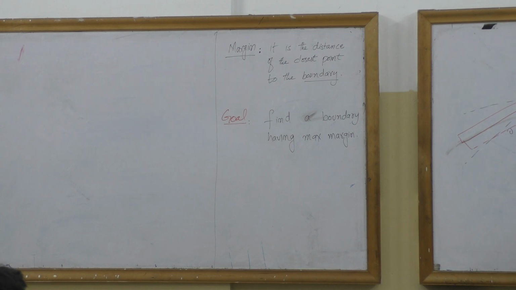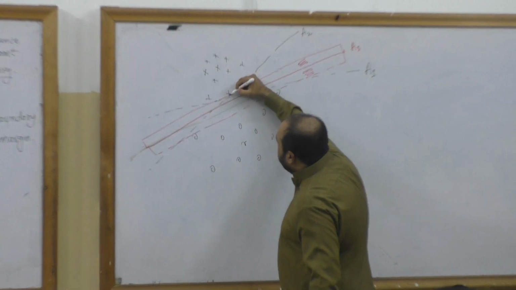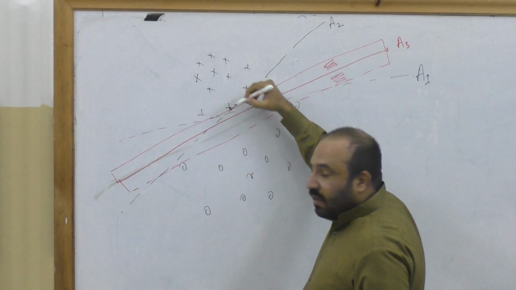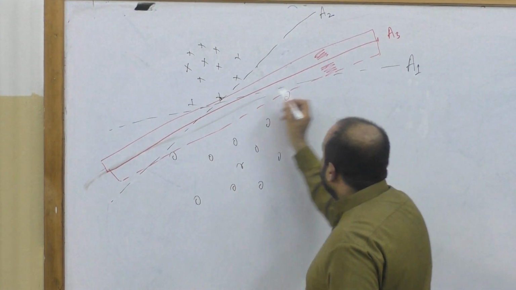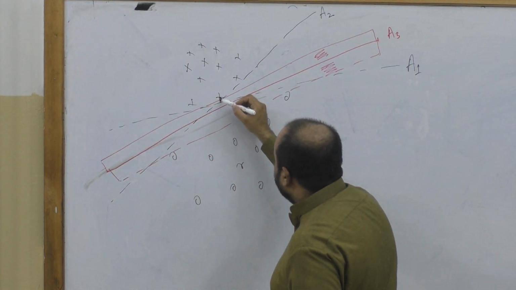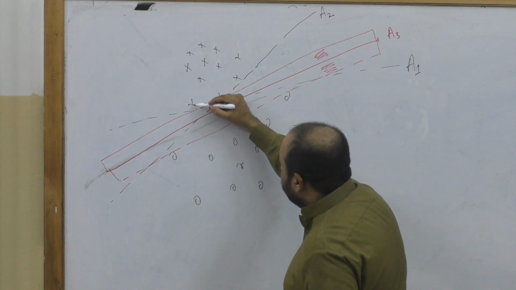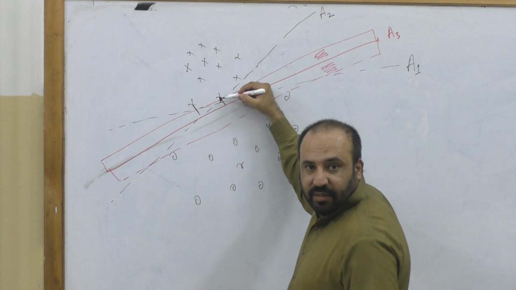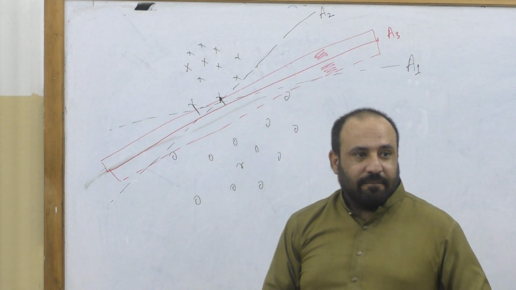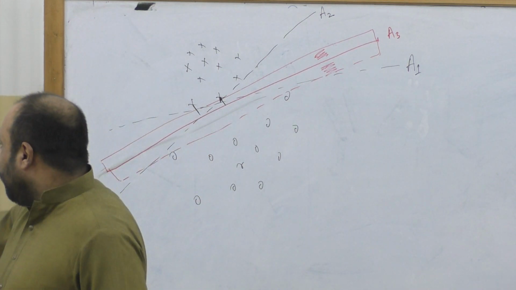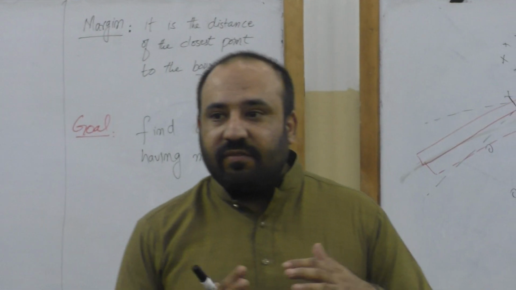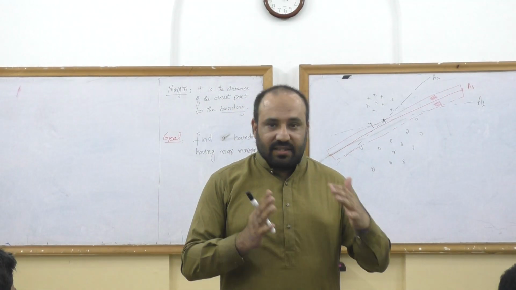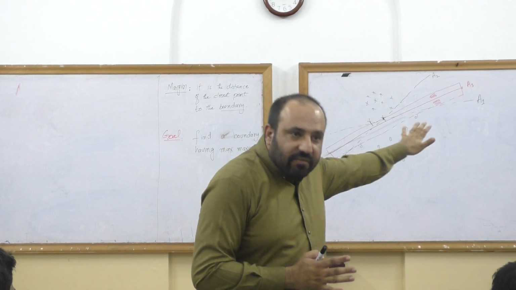So for example, for this particular boundary, the margin is very little because this is the point closest to it, so that's the margin it has. For this boundary, the margin is again very little, this is the closest point. For this boundary, this is the margin. That's the closest point. Make sense? If our goal is to find out, you can have several boundaries. You want to pick the one that has maximum margin. That's the goal.